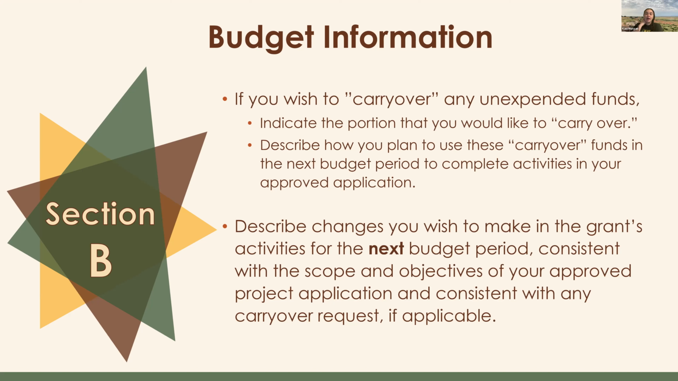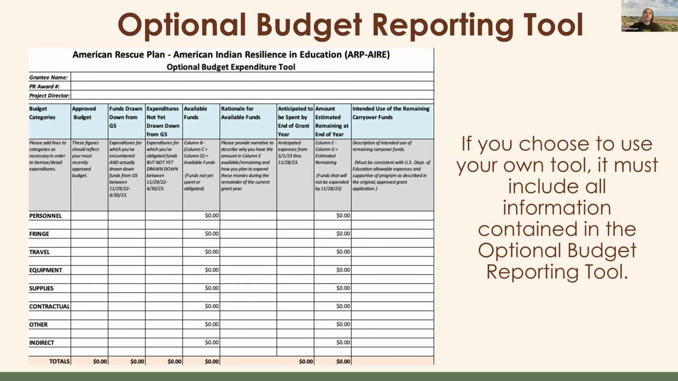And you'll also need to describe any changes you wish to make in the grant's activities for the next budget period. So if you're adding anything or you plan on moving money around, you want to make sure that those things are consistent with the scope and objectives of your approved project application and that it is laid out in this section. You also have this budget reporting tool, which you will be provided a copy of after today's session as well.